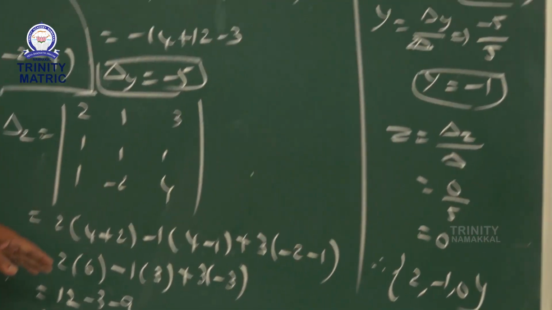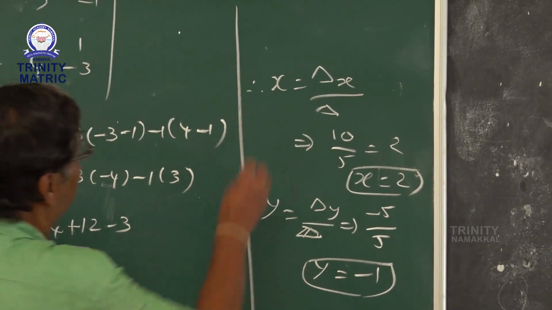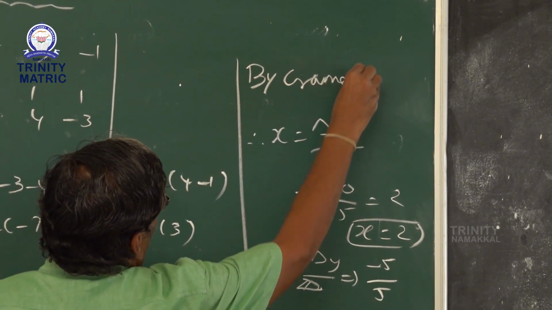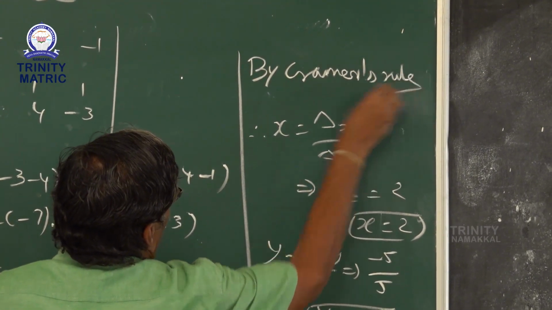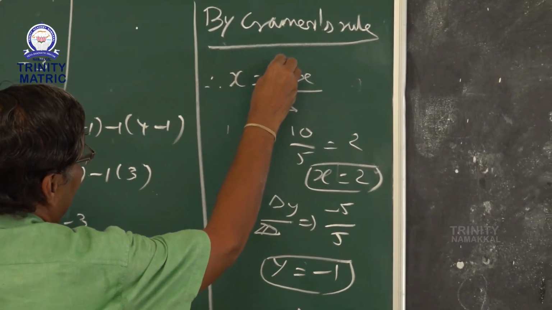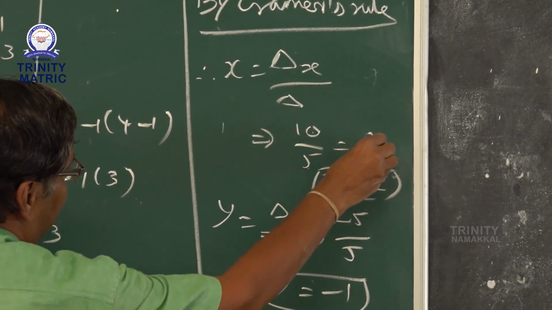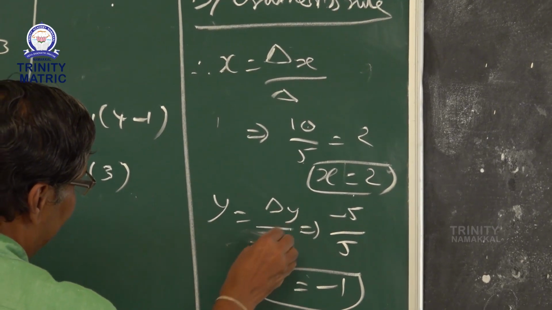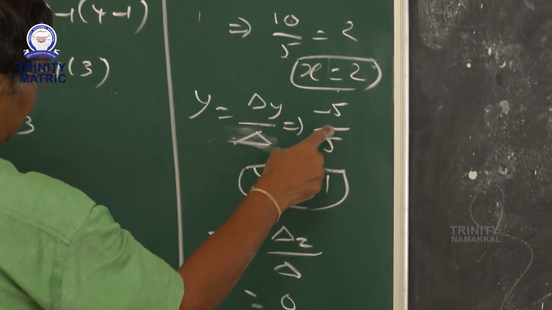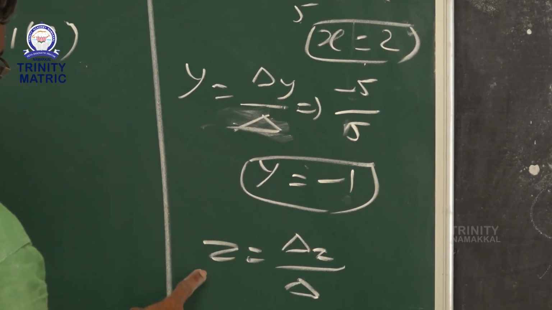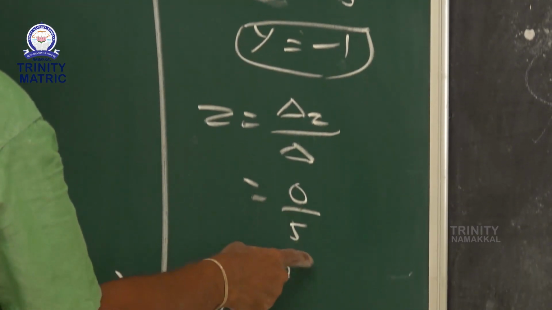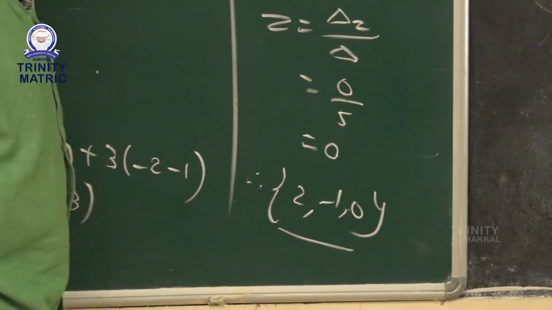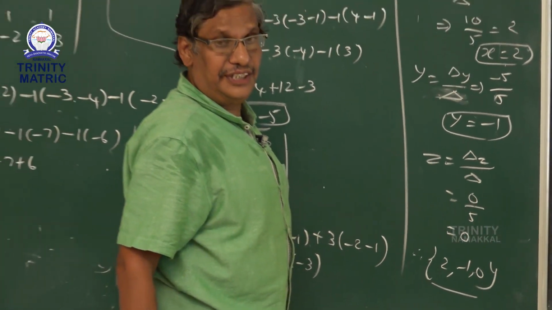So by Cramer's rule, I will do it. X is equal to del x by del. 10 by 5, 2. That is, the x value is 2. Likewise, y is what? Del y by del. Minus 5 by 5, minus 1. Is that? 0 by 5, 0. Therefore, the solution z is what? 2, minus 1, 0. Likewise, you have to do it.